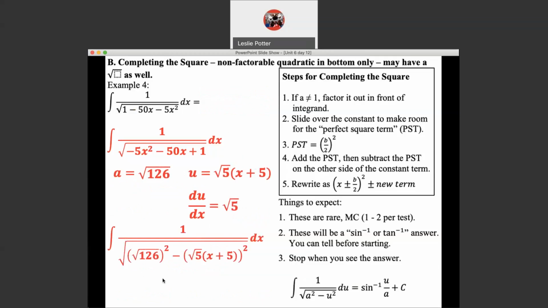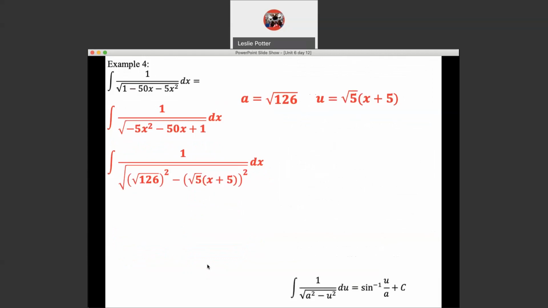So what I have then is, here is my integrand. This looks a little screwy because I've got a square root inside of a square root, but that's okay. So here's my a squared and here's my u squared. Now I have to do a u sub on this. And so what I need to do is, this is going to stay the way it is, but I'm going to solve for my dx.